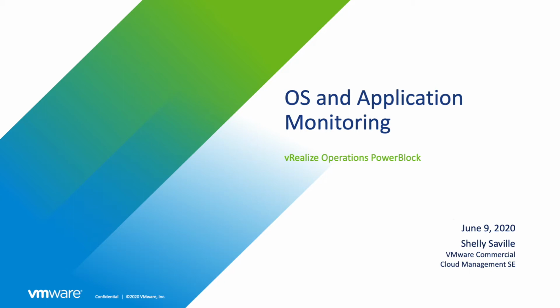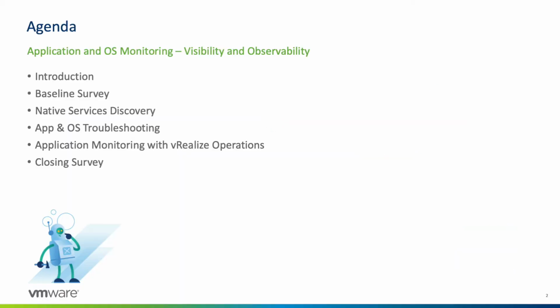This is our third webinar Tim and I have hosted. Today's topic will be OS and application monitoring in vRealize Operations. Let's jump into the agenda. We'll go through an introduction. I have a little survey that I'd like for you all to participate in. And we'll go through what native service discovery looks like in VROps and how to set it up in your environment, as well as application and OS troubleshooting. And then we'll close with a little survey as well.